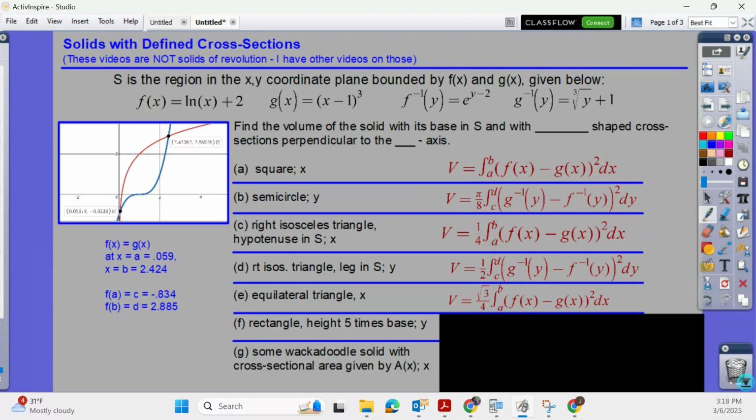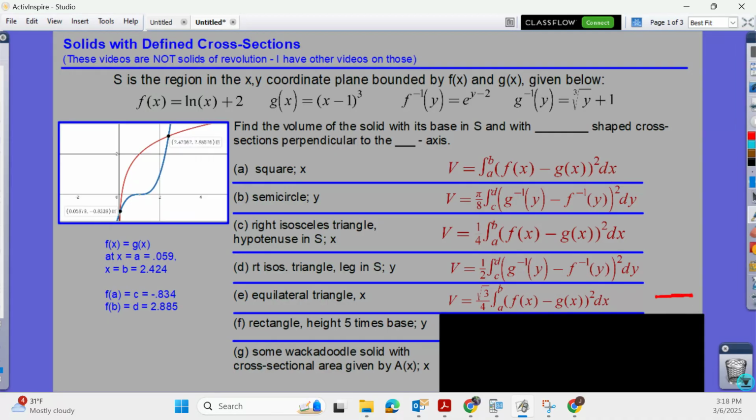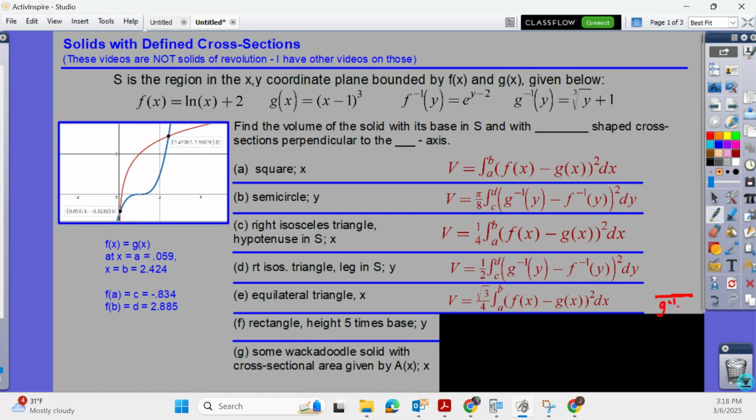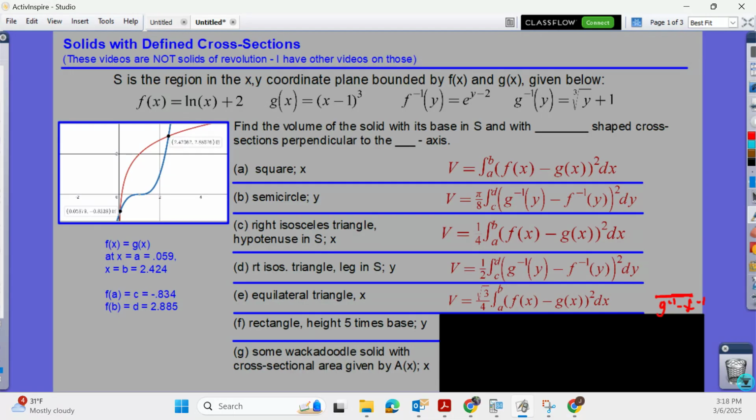But the next one is actually going to be bigger. We've got a rectangle whose height is 5 times the base. So if the base of the rectangle is there, that's like the side of the square, right? That's the f minus g, or in this case, since we're perpendicular to the y-axis, that's the g inverse minus f inverse, right? Well, if I was doing a square, I would have that same height that I have as base, right? But instead, our height is 5 times the base, so it's got to be 5 squares tall.